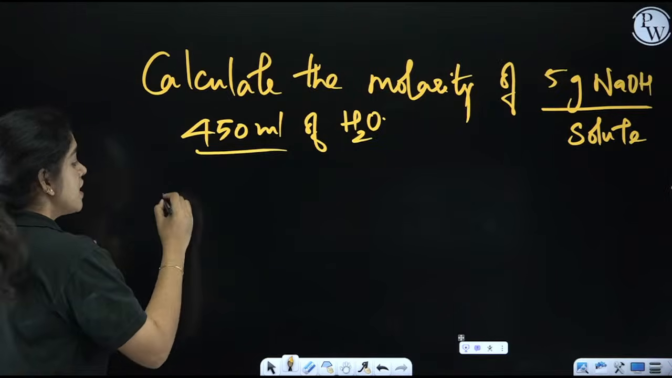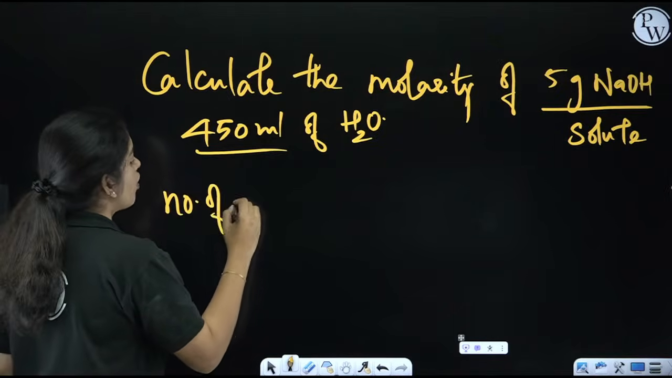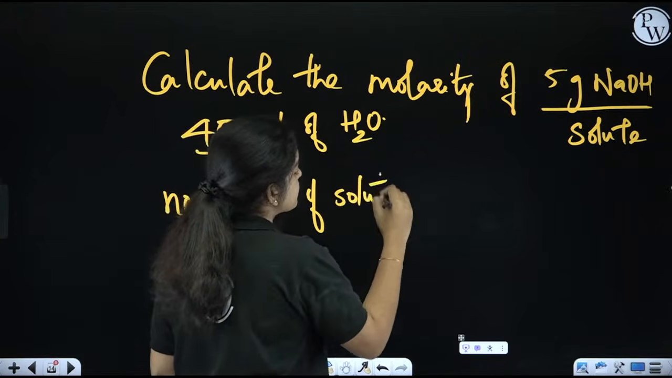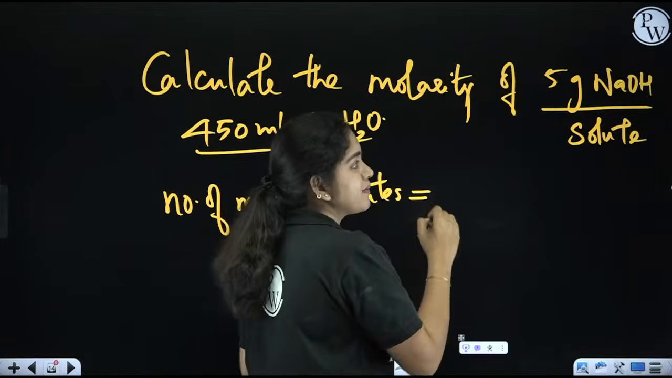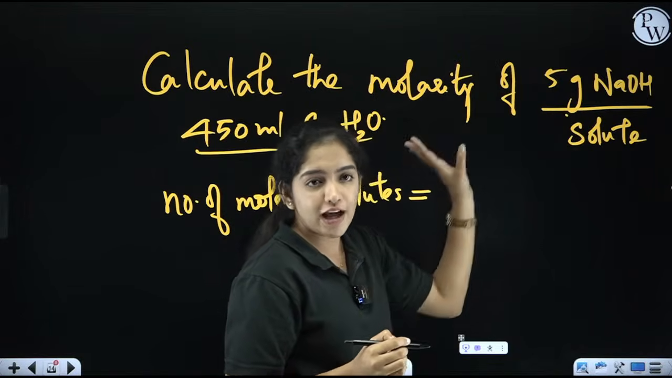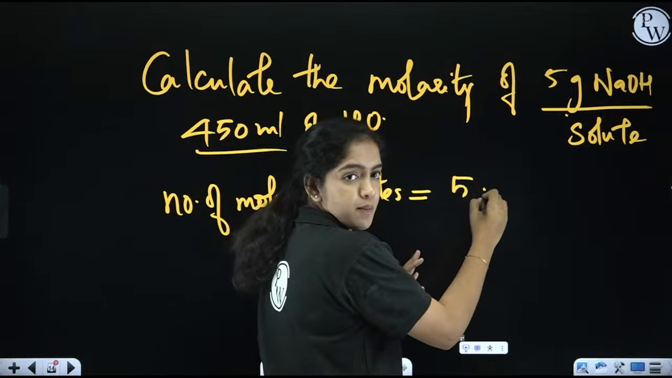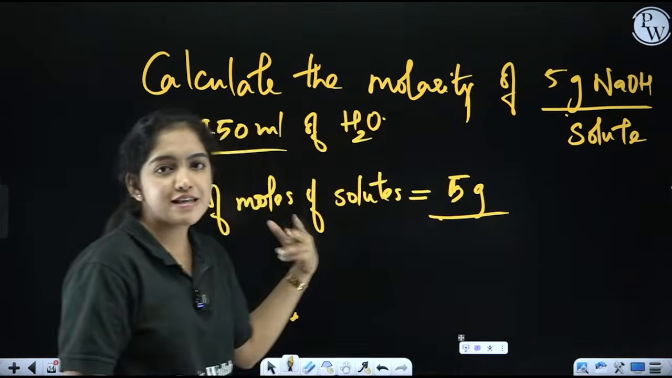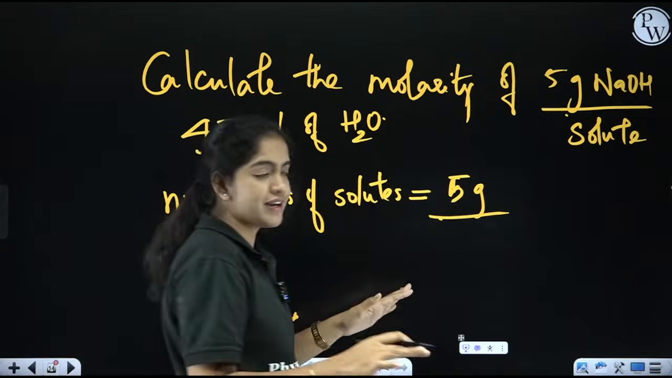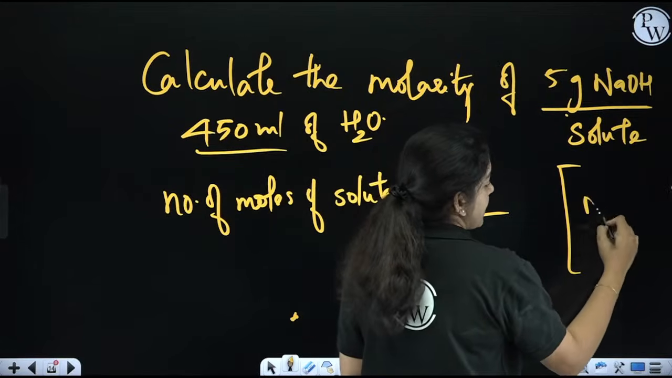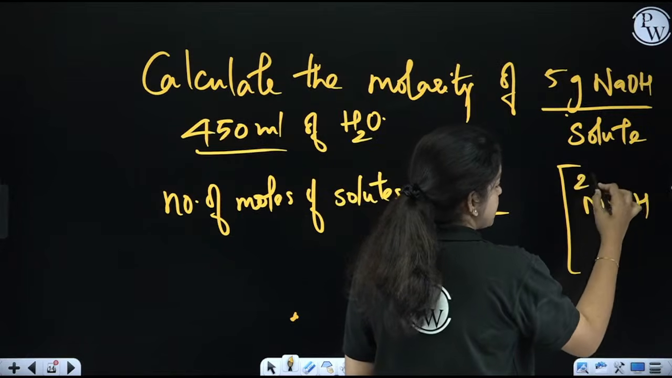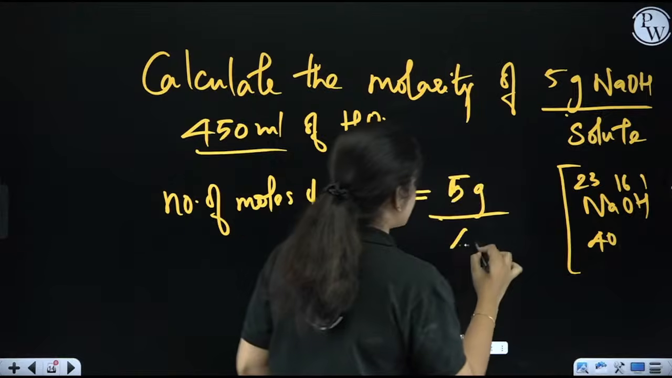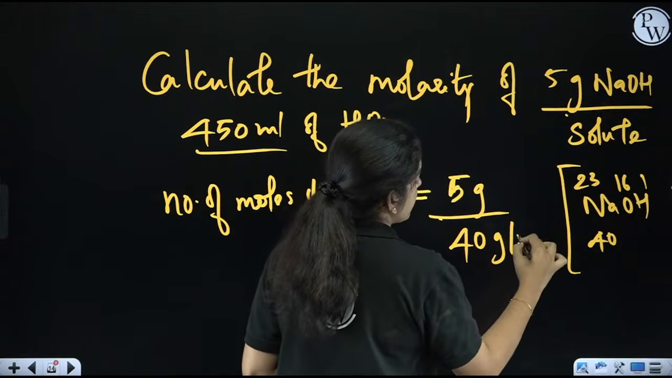We know the equation. First, we should find the number of moles of solute. Number of moles of solute is equal to given mass. What is the given mass in the question? It's 5 gram. Divided by the molar mass of NaOH, which we don't know and we should calculate; it is not given in the question. So the molar mass of NaOH: Na is 23, oxygen 16, hydrogen 1, and when we add it, we will get 40. So 5 gram divided by 40 gram per mole.